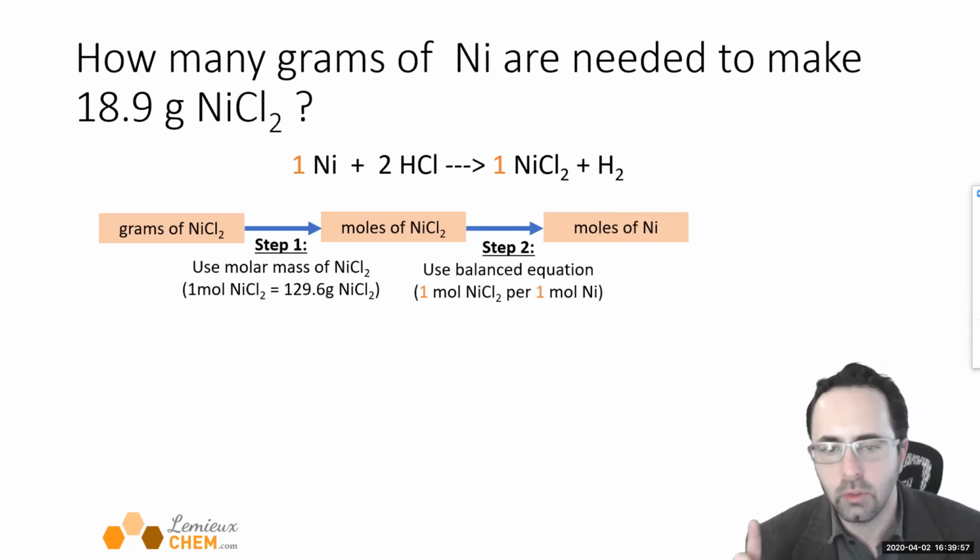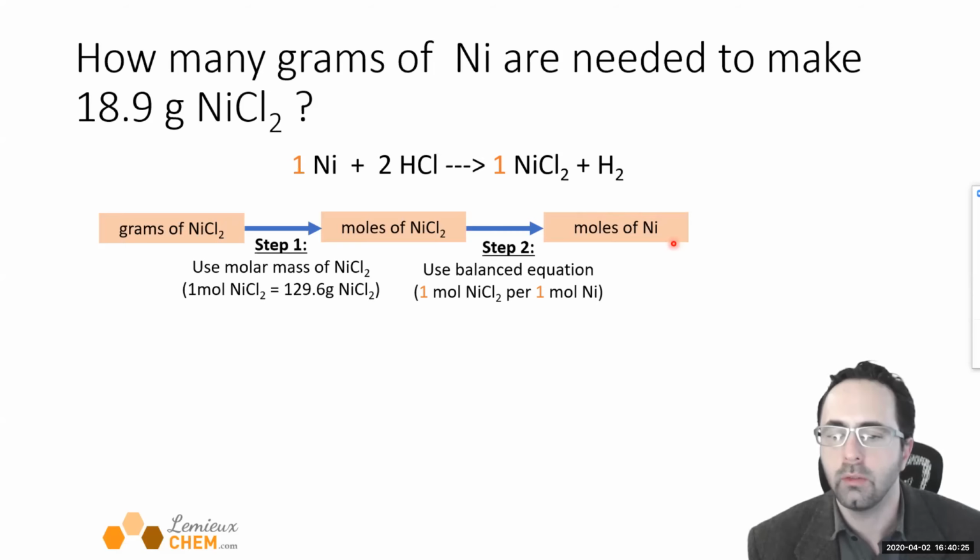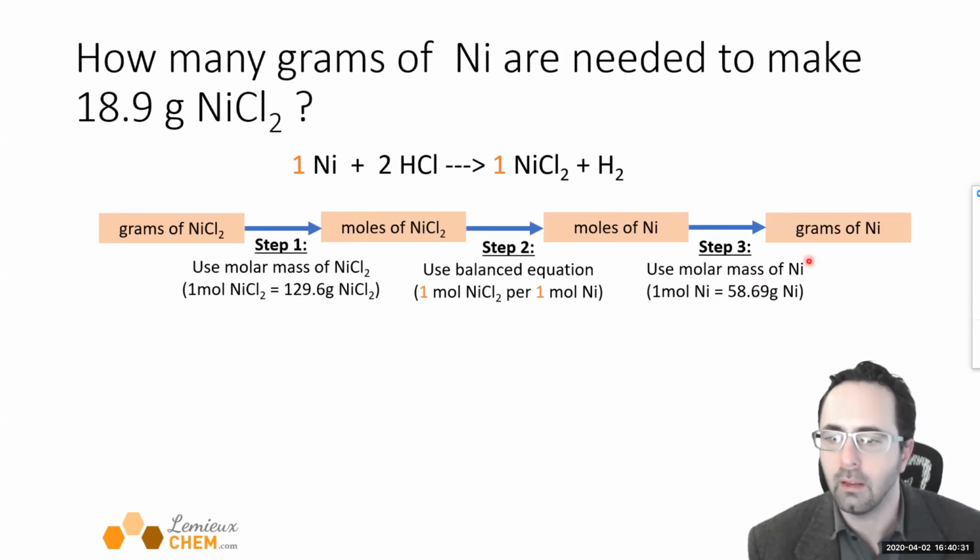Next, step 2. Step 2 is where we use the balanced equation because we're going to go from moles of our substance A, which was nickel 2 chloride, to moles of nickel, our substance B that we were asked about in the question. And our relationship here on the balanced equation is 1 mole of nickel 2 chloride is made from 1 mole of nickel. So it's 1 and 1. Finally, we're asked in the end about grams of nickel. So we want to go from moles of nickel to grams of nickel. To go between moles and grams, we use the molar mass, this time the molar mass for nickel. 1 mole of nickel is 58.69 grams of nickel.